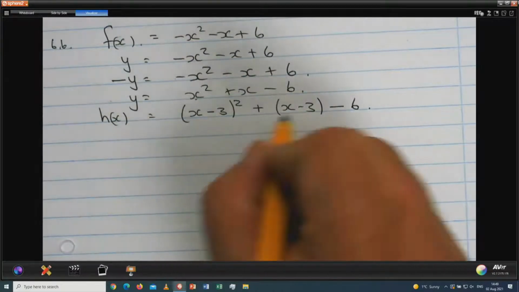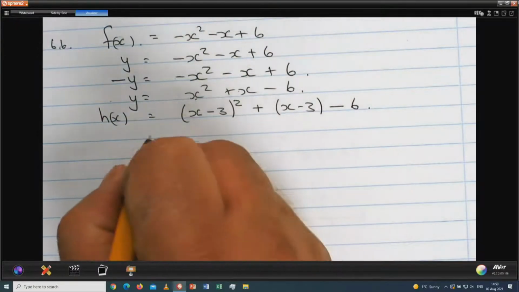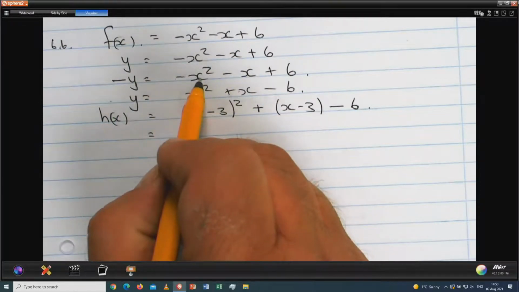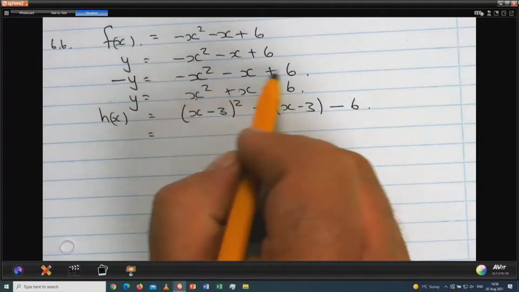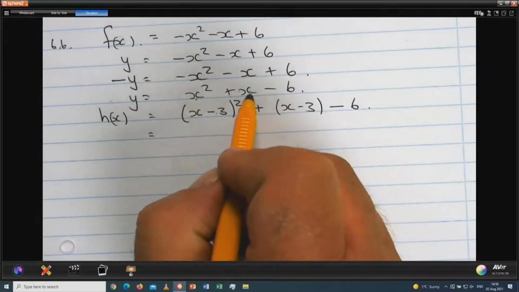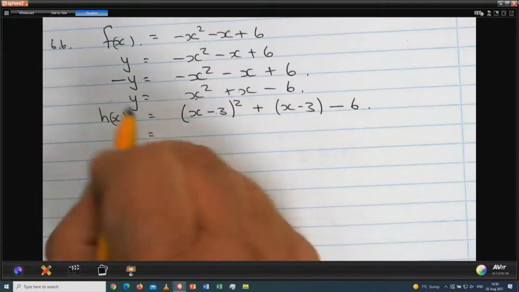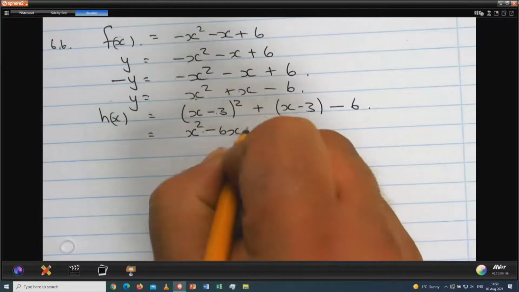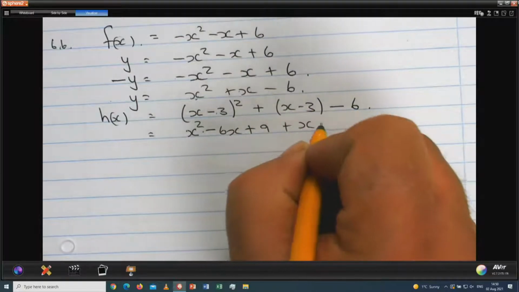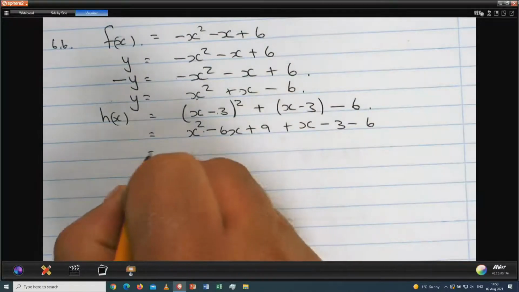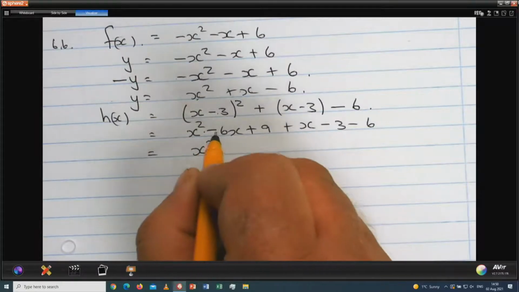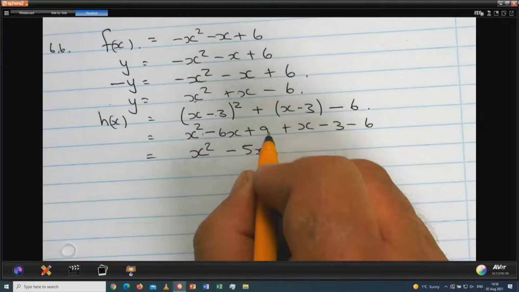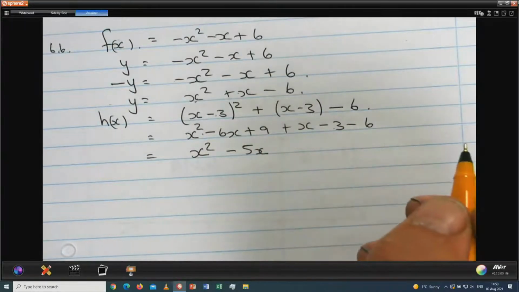So in this case, we're going to multiply out. So it's reflected in the x-axis, so the y changes in sign, x remains the same. And if it's translated 3 units to the right, wherever there's x, I put x minus 3, to find the equation of h(x). Multiply out: x squared minus 6x plus 9 plus x minus 3 minus 6, and that is equal to x squared. That's negative 6x plus x is negative 5x, and 9 and negative 9 cancel out. So h(x) is equal to that.